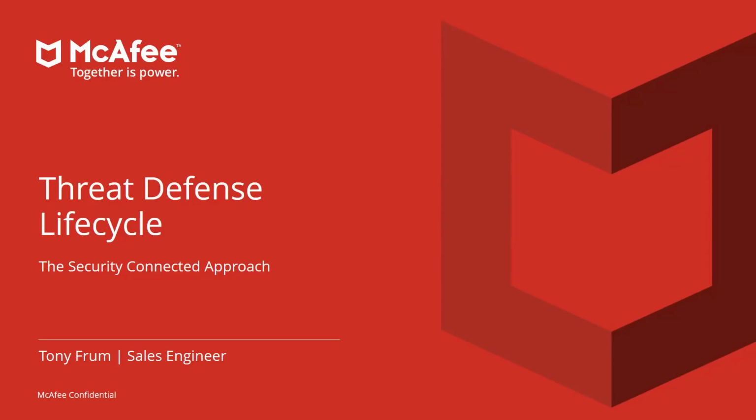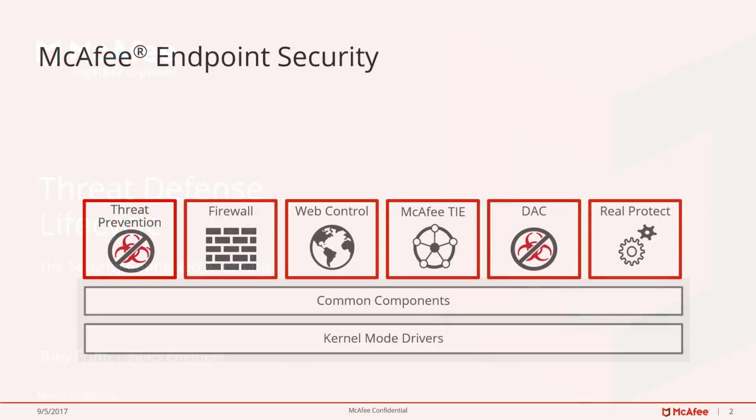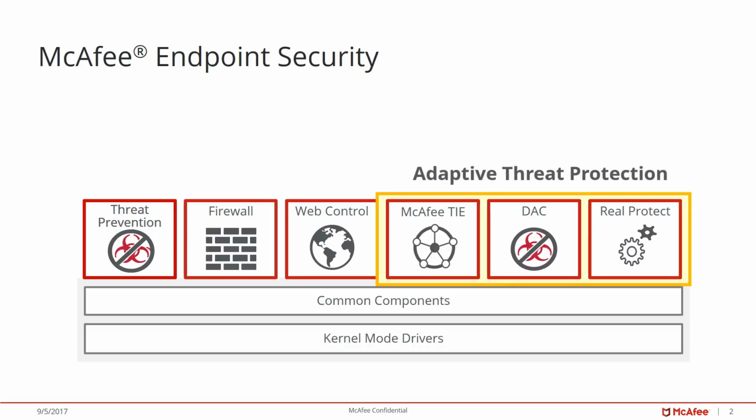I'm one of the sales engineers here at McAfee, and today I'm going to be going over a product demonstration in a simulation that we call the Threat Defense Lifecycle. What we're going to be covering today is really some of the newer technologies that are added onto our endpoint security platform. The platform has a multitude of different technologies, but what we're going to be focusing on today is what we call adaptive threat protection.